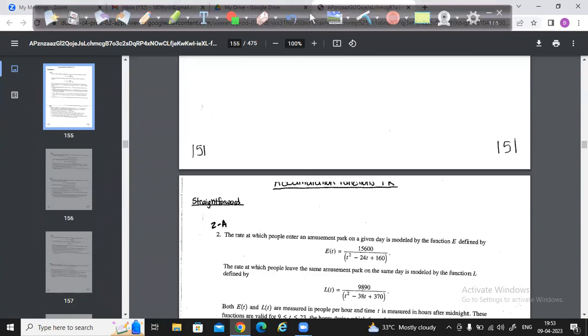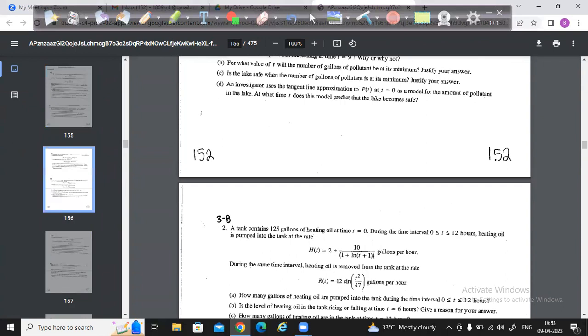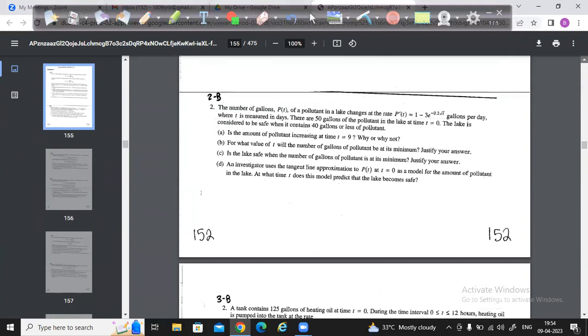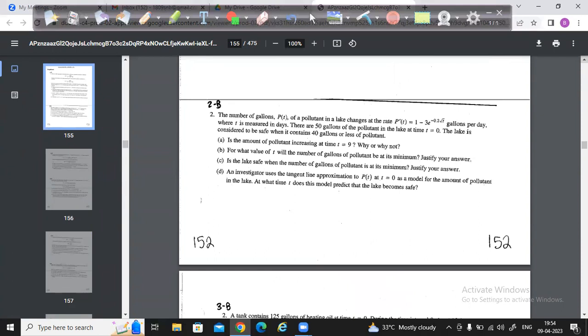We did this question, right? First question we did, simple, direct. See the second one. The number of gallons P of t of a pollutant in a lake changes at the rate of P prime of t, where t is measured in days. There are 50 gallons of pollutant in the lake initially, P of 0 is 50. The lake is considered to be safe when it contains 40 gallons or less of pollutants.